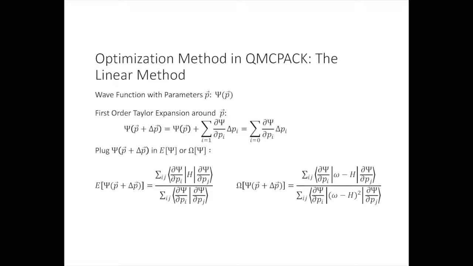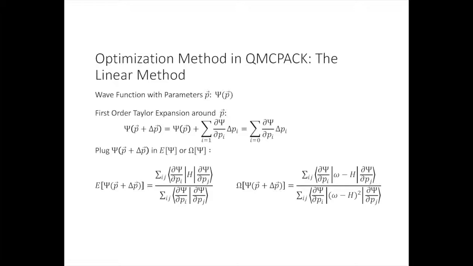So then you just need to call your famous LAPACK routine to solve the generalized eigenvalue problem to get delta p, the parameter change. Once you have delta p, you can perform an inverse Taylor expansion to update your wave function parameters so that you can get an updated wave function. And this consists of one step of the linear method.